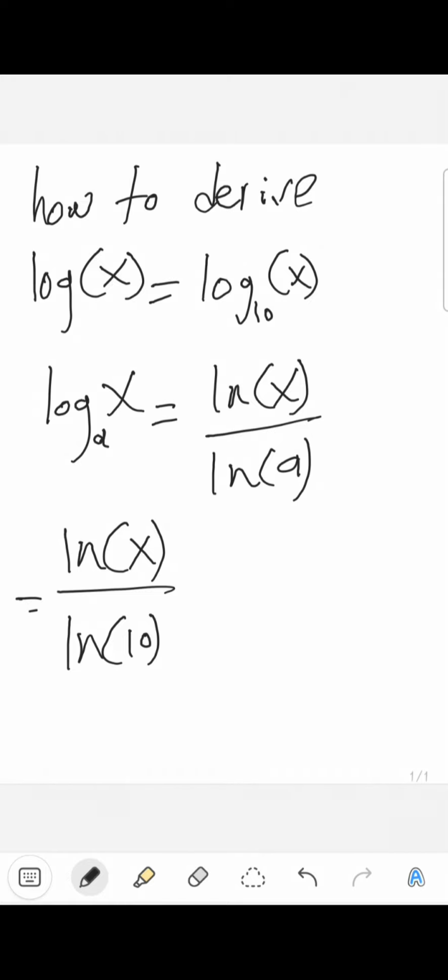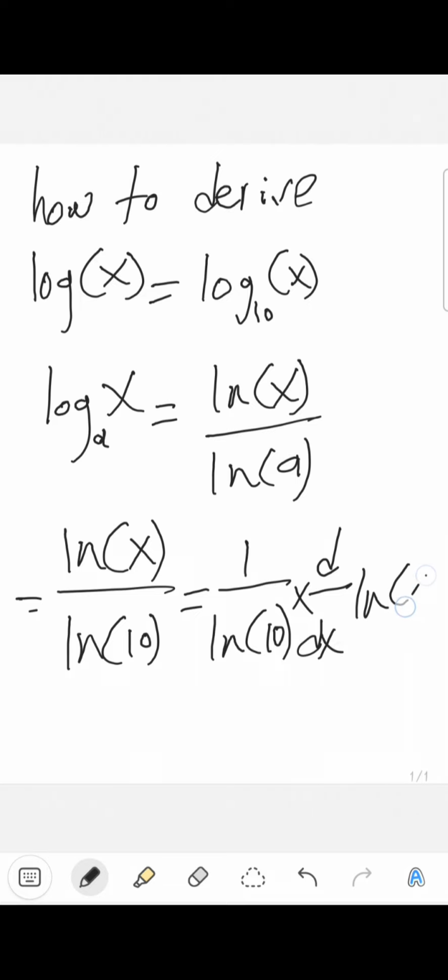Now we can observe that ln of 10 is a constant. So how can we simplify it? We can say 1 over ln of 10 multiplied by d/dx of ln of x.